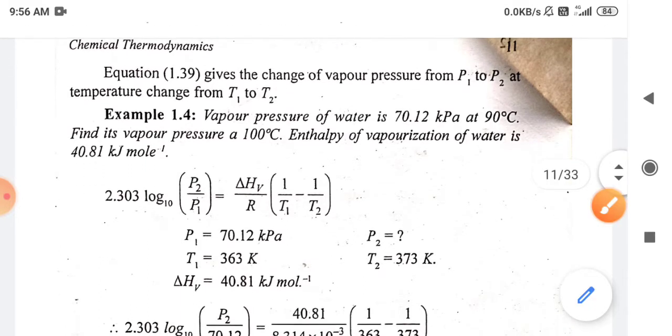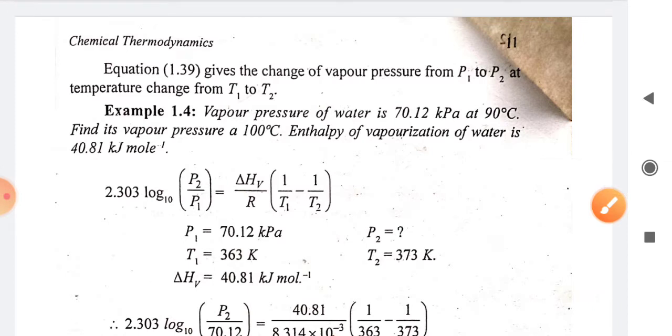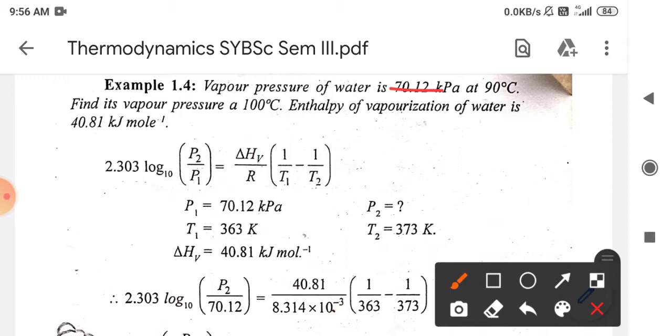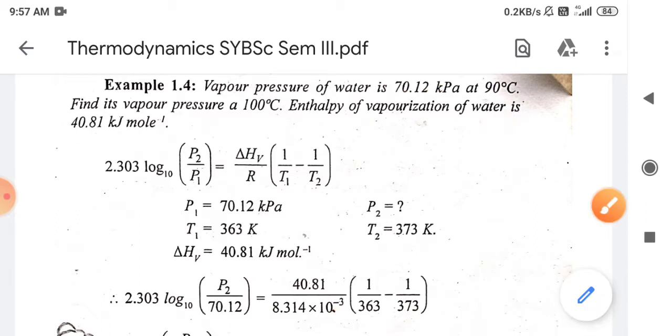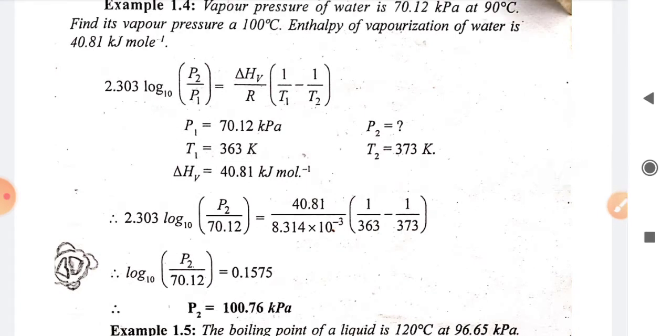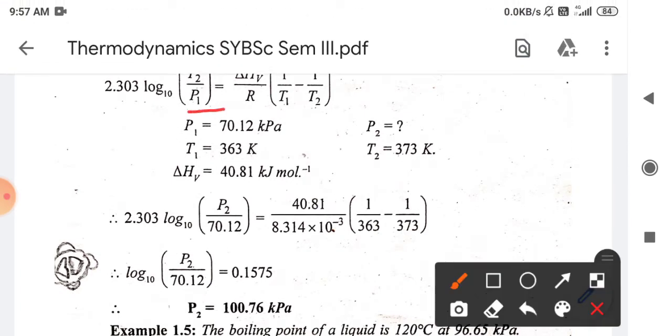Consider the problem in which the vapor pressure of water is 17.12 kilopascal at 90 degrees centigrade, and we need to find the vapor pressure for the same liquid at 100 degrees centigrade, if the enthalpy of vaporization for water is 40.81 kilojoule per mole. All the values are given, we just need to find the P2 value. This P1 is given, which is 17.12 kilopascal.